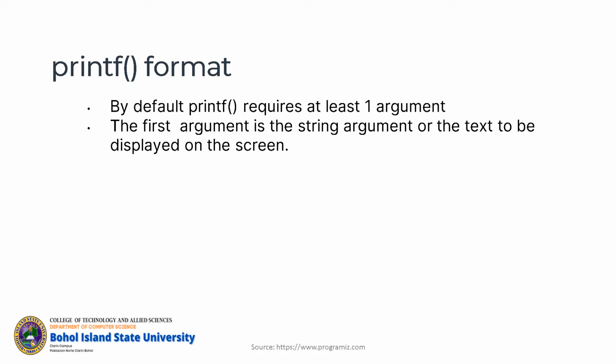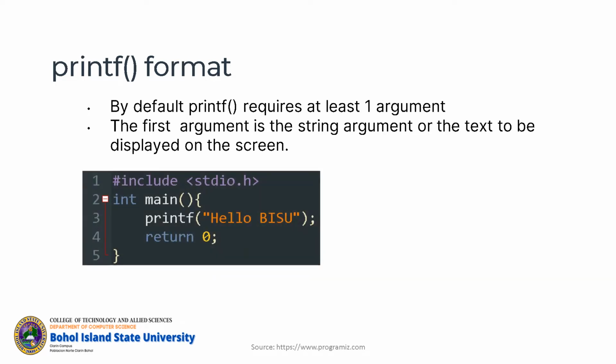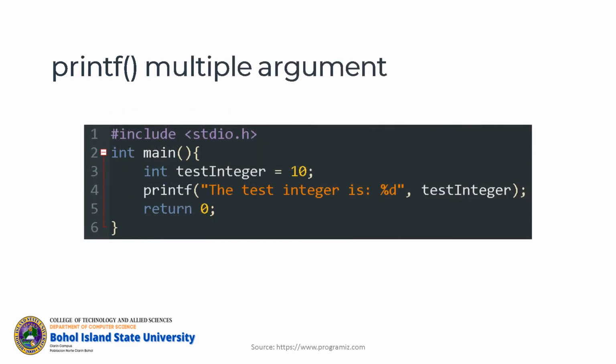By default, printf requires at least one argument, which is the string argument or the text to be displayed on the screen. In this example, the string argument is hello Baisu. Printf allows multiple arguments. Look at this example. Here we are trying to print the value of the test integer variable.